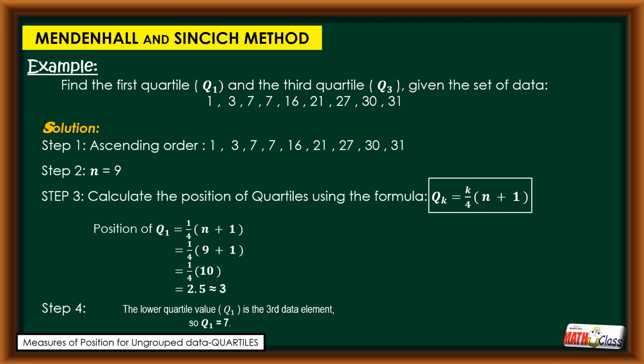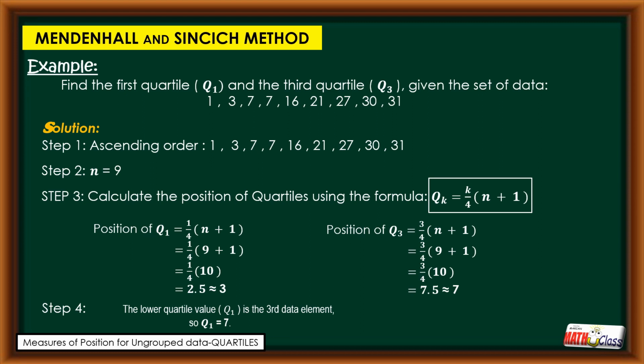Similarly, the position of Q3 is equal to 3 over 4 times the quantity of n plus 1. Substitute the value of n, which is 9, so we have 3 over 4 times the quantity of 9 plus 1. 9 plus 1 is equal to 10 times 3 divided by 4. So we will arrive at an answer of 7.5. The computed value 7.5 becomes 7 after rounding down.